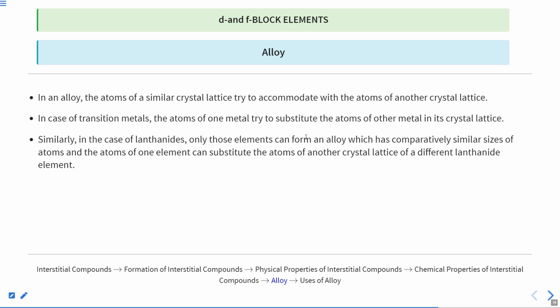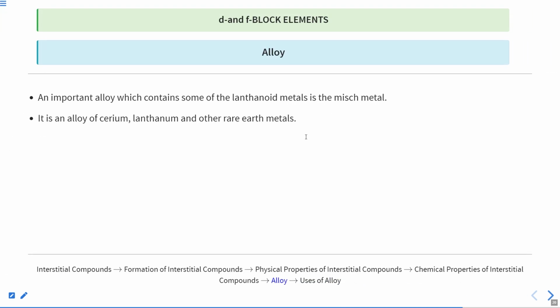Right? Clear? Okay. So alloys are made up of lanthanides also. Different lanthanide elements are used because they have not much decrease or increase in their atomic size. Due to this reason, they are taken, and alloys are made up of these lanthanoids. Now, an important lanthanoid alloy is mesh metal. It is an alloy of cerium, lanthanum, and other rare metals. So it is called mesh metal.